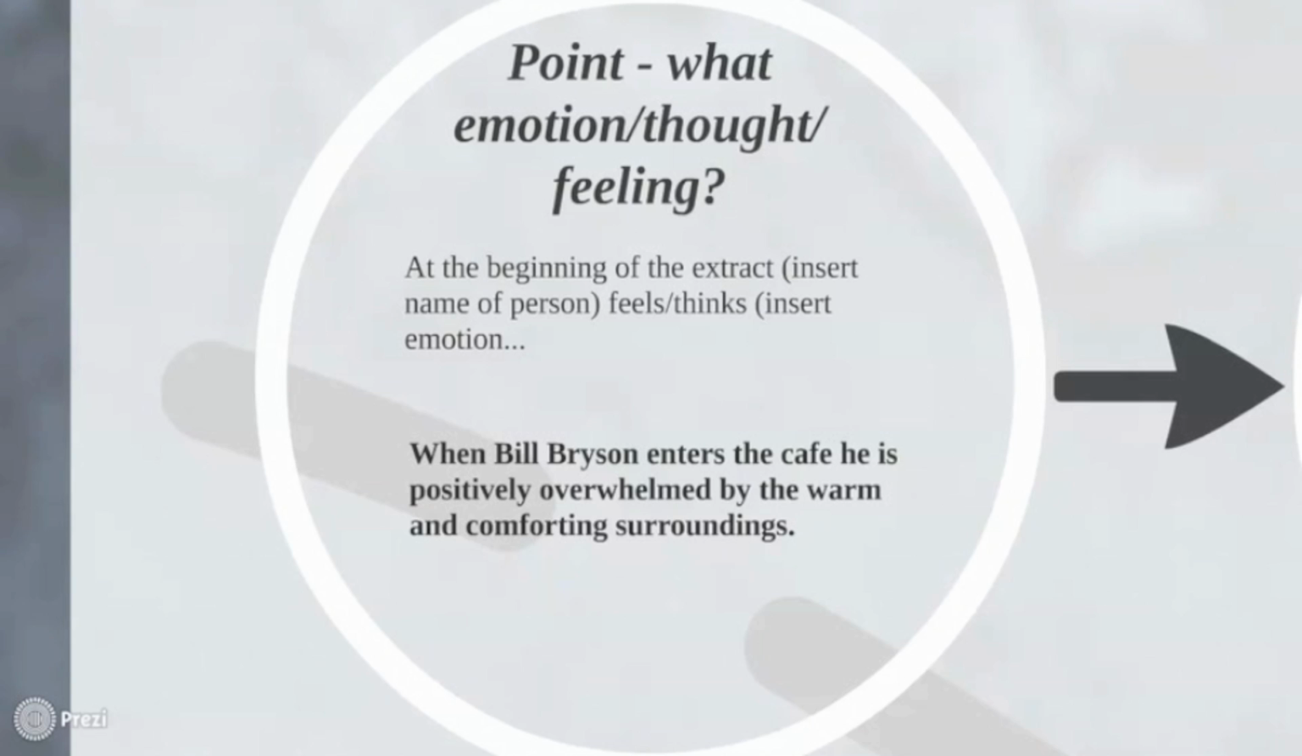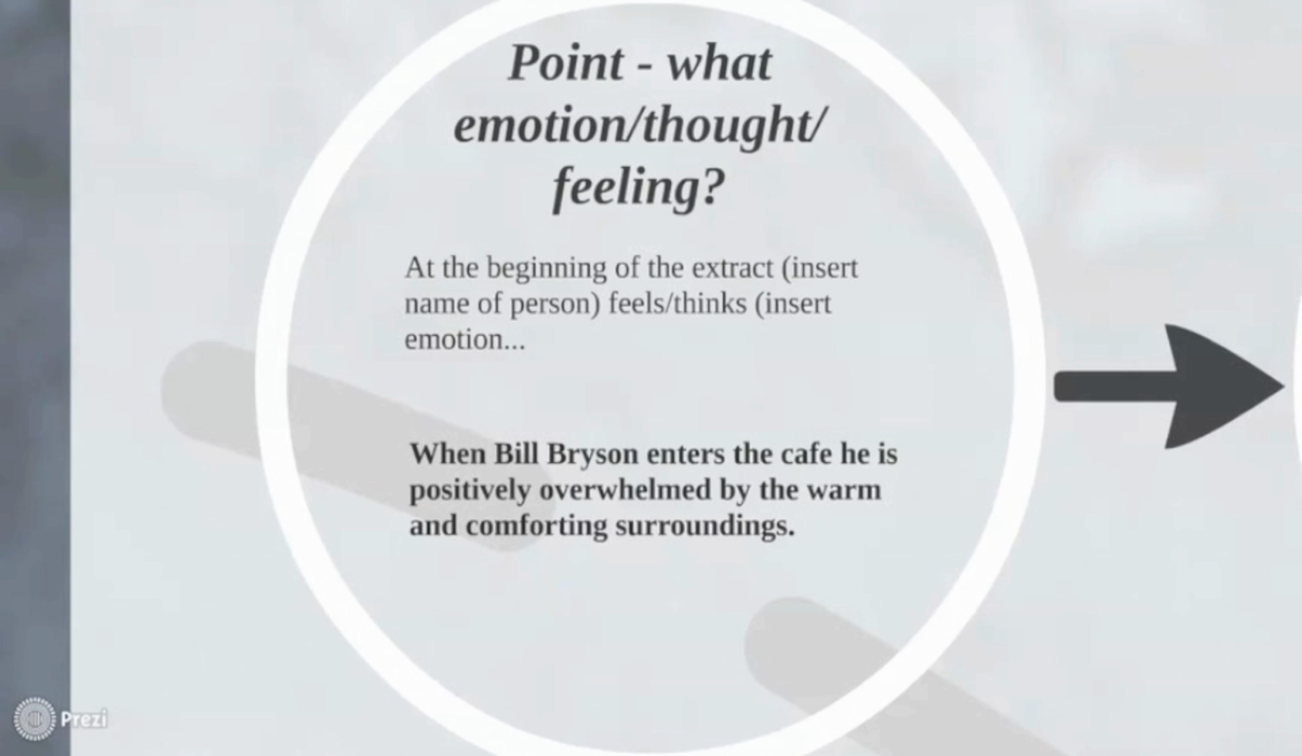So at the beginning of the extract, blah, blah, blah, feels, thinks, or has this emotion at this point in time. So you literally answer the question with the thought or feeling. So here what I've done is I've just used that Bill Bryson extract and I've started it with, when Bill Bryson enters the cafe, he is positively overwhelmed by the warm and comforting surroundings. Okay, so overwhelmed is the emotion and I've briefly explained why that is the case.